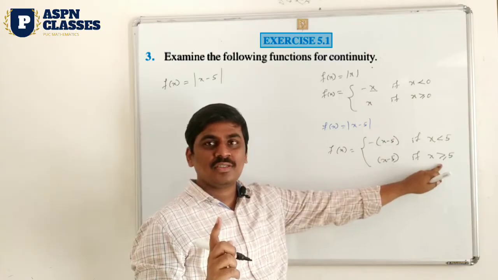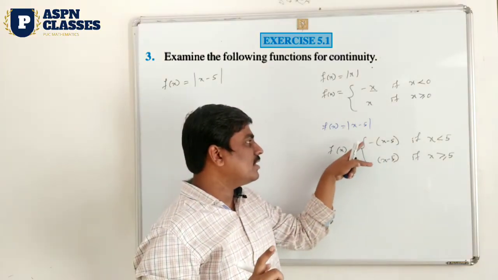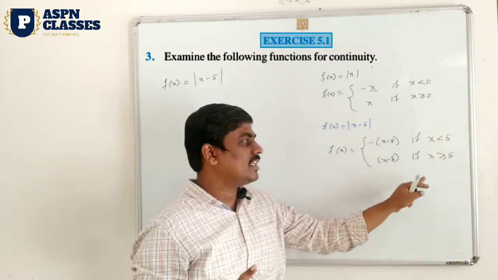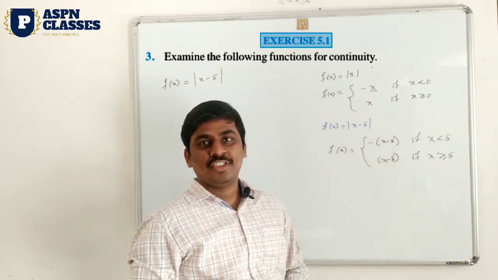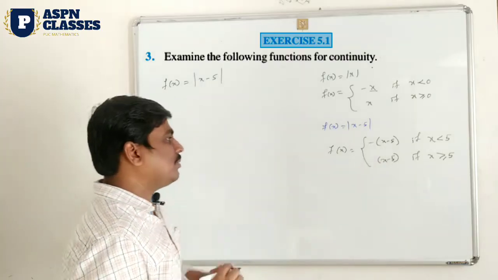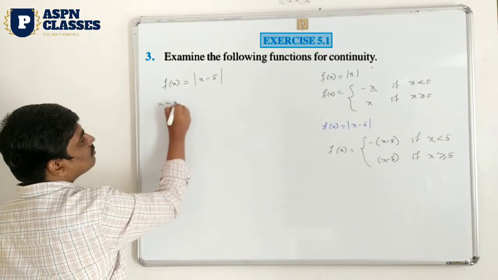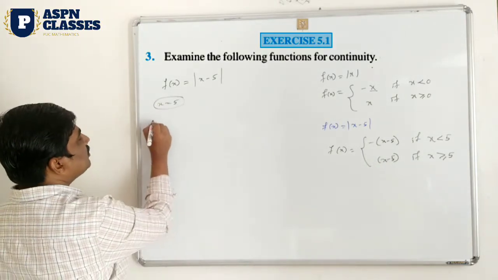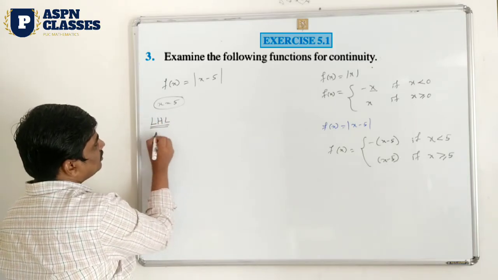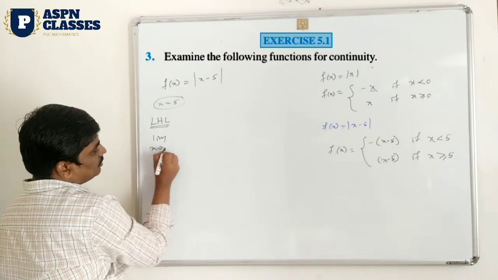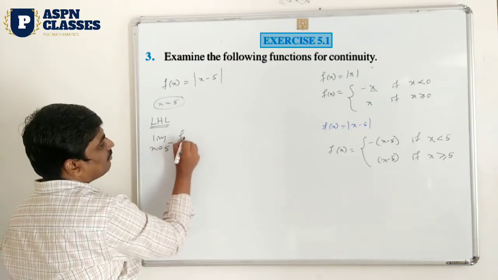Okay, when you have to use this condition, all of you remember, whenever LHL and RHL are both given, at that point you have to check it; it is sufficient to check the continuity. So that's why I'm going to take x equals 5 in this case. Then what is the answer? First I am going to take the LHL limit. So in the LHL limit, limit of x tends to 5 minus f of x.